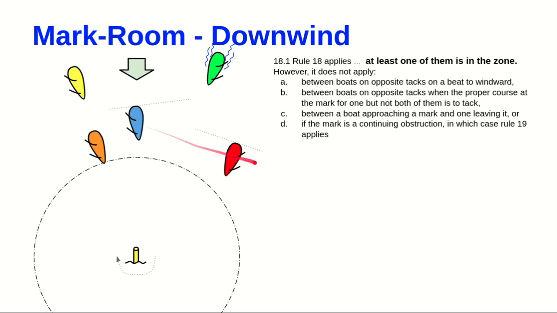They are on opposite tacks, some of the pairs are on opposite tacks, but they're not on a beat to windward, and there's no one tacking at this mark, no one's leaving the mark, and the mark's not a continuing obstruction. So 18 does apply, and we can start looking to see who's overlapped with who.